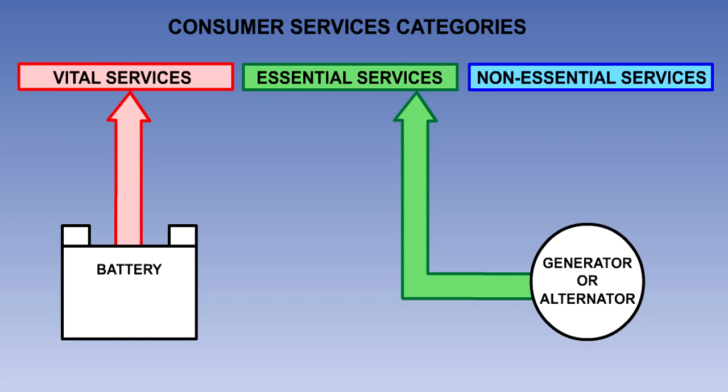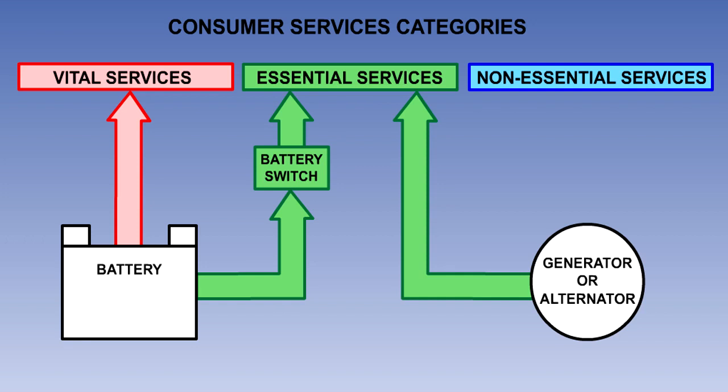Essential services are those required to ensure that the aircraft can continue to fly safely in an emergency situation. These services are connected to busbars in such a way that they can always be supplied from a generator or alternator, or from the aircraft battery. However, these services can be disconnected from the battery by operation of the battery switch.